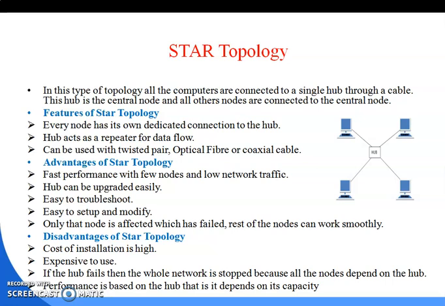Next, what are the advantages of the star topology? Fast performance with few nodes and low network traffic. It can perform fast with a small number of nodes and low network traffic. The hub can be upgraded easily, and it is easy to troubleshoot, easy to set up and modify. Only the node which has failed is affected, and the rest of the nodes can work smoothly. Suppose in this architecture one node has some problem or has failed, then the rest of the nodes can work smoothly.